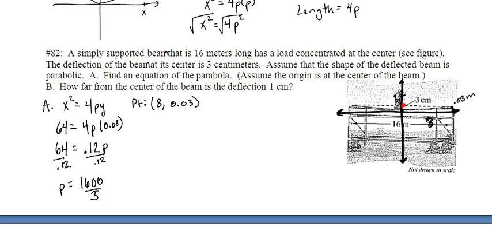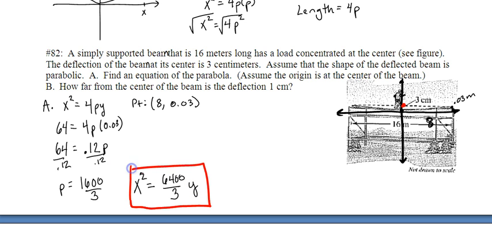So now when I write my equation, it is x squared equals, I took 4 times p when I wrote my equation. And you could leave them separate if you wanted to. But I did 4 times this p-value, and that gave me 6,400 divided by 3. And then I still have the y. So here is the equation, and you can see that p, that distance, is definitely not 3 centimeters. And now here's the equation of my parabola.